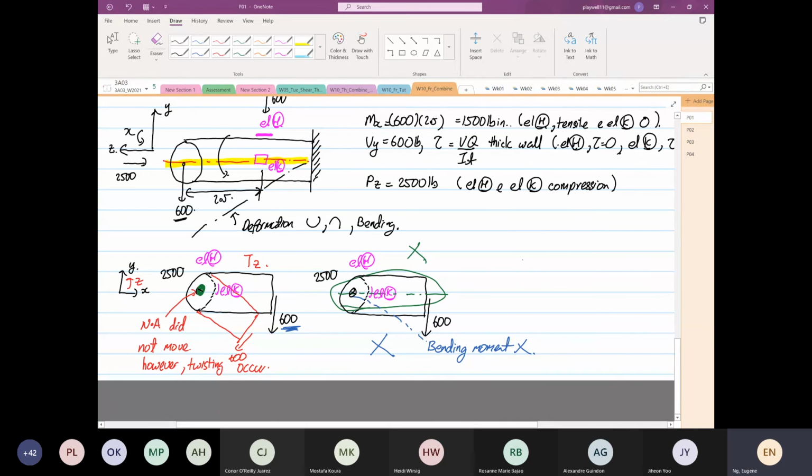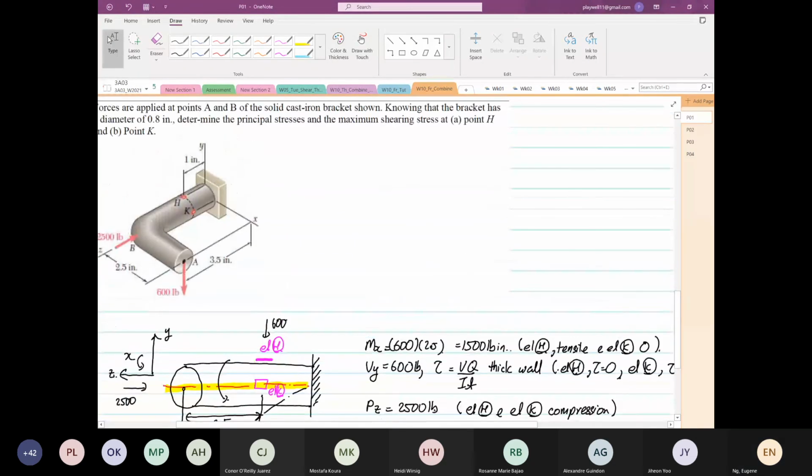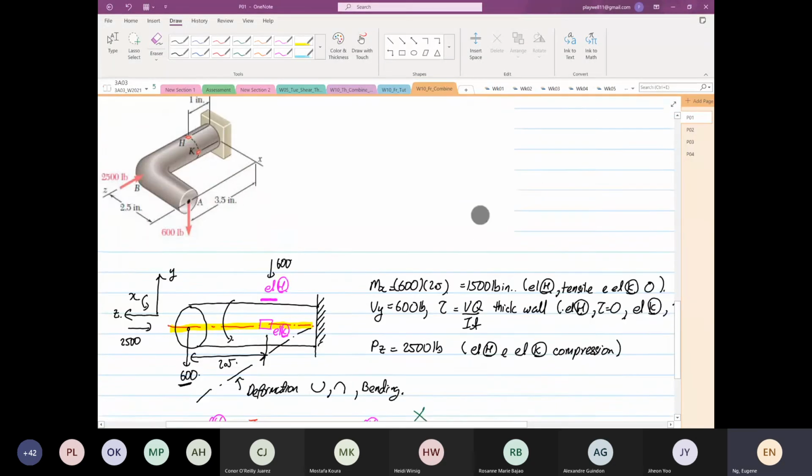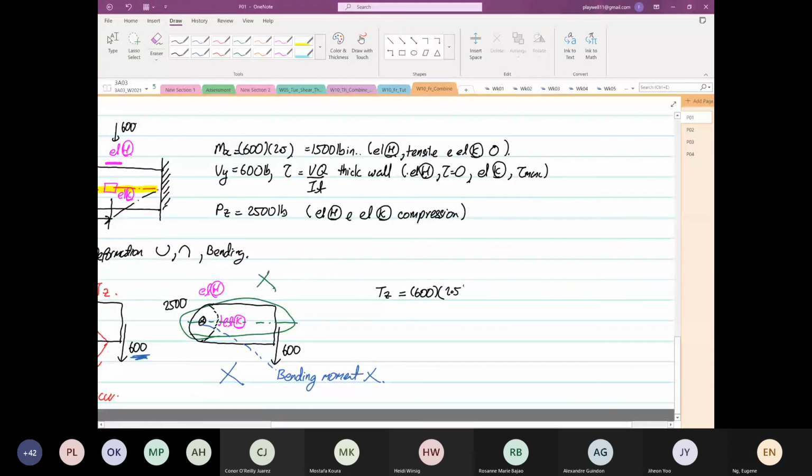So for this case, talking about the Z axis, the torsion is 600 multiplied by 2.5. It's equal to 1,500 pound-inch. So we get that.